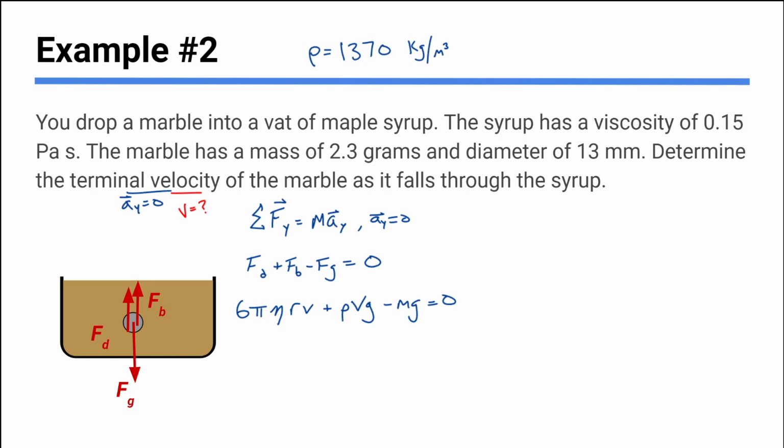g is a constant, and I'm given the mass. So we're good to go, really. Now it's just a math problem. We're going to solve for V. That's it. All right, so let's do it.